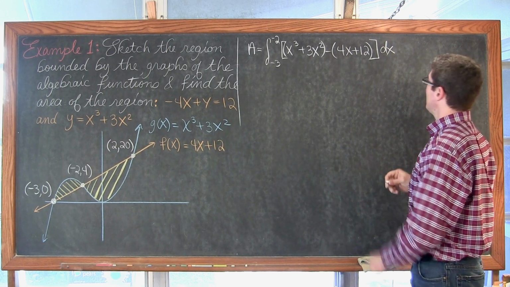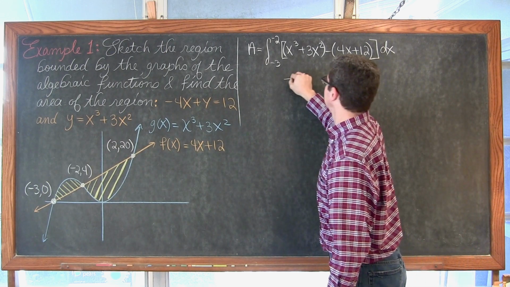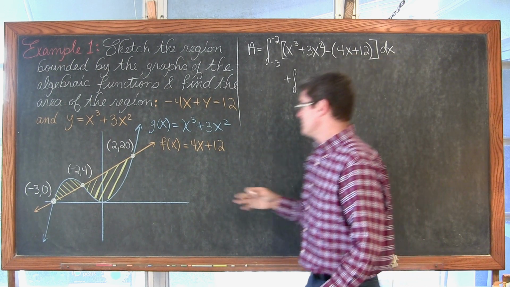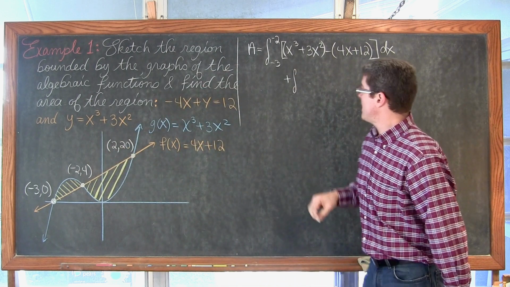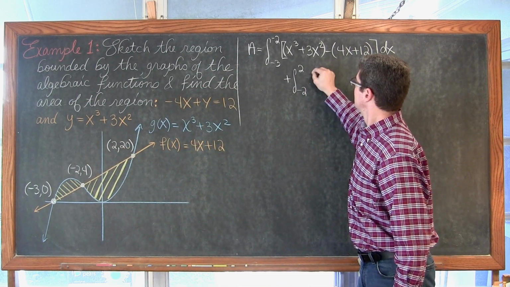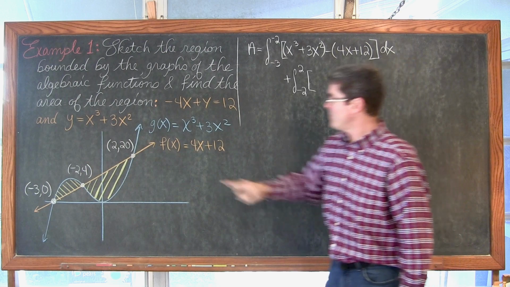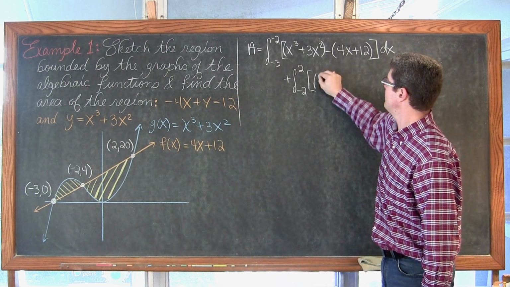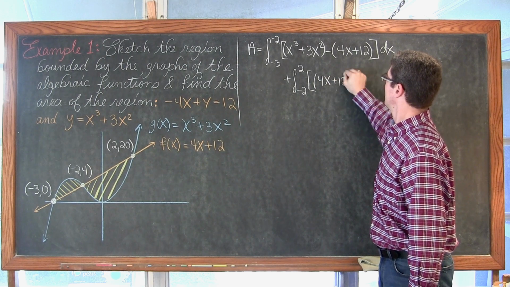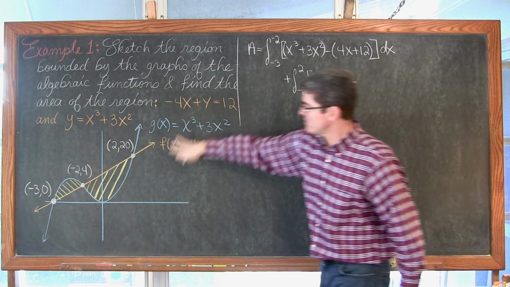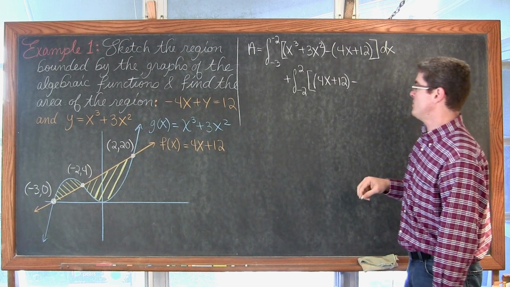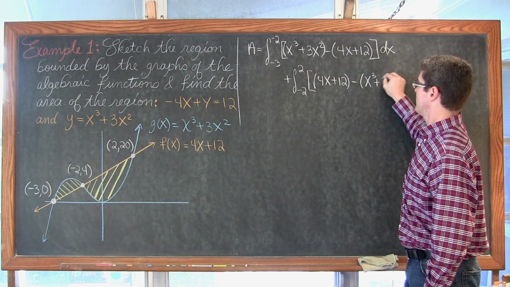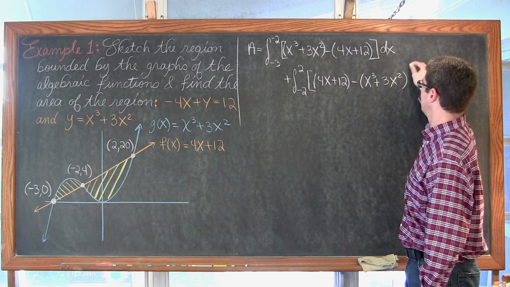Now moving on to the second one, we're going to add the definite integral. The lower limit is negative 2 and the upper limit is positive 2, of our upper function, our greater function, which is f of x now, so it's going to be 4x plus 12 minus our lower function, which is x cubed plus 3x squared.